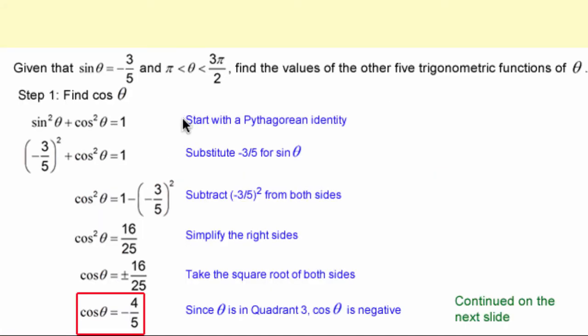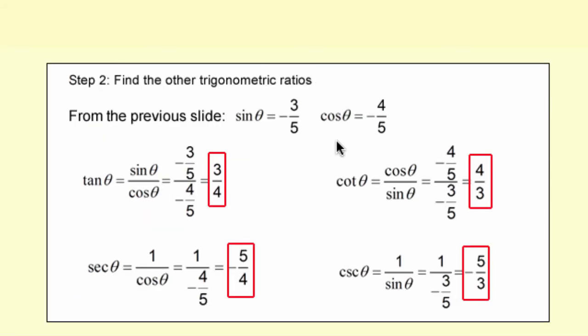So one of the uses of the identities is you can use them to solve for unknown trig ratios. Here's an example: sine of theta equals negative 3/5, and theta is between pi and 3 pi over 2. Find the other 5 trig values. So what you do is, if you use this Pythagorean identity, you can solve for the cosine of theta first, which works out to be negative 4/5 because it's in quadrant 3. Cosine is negative.